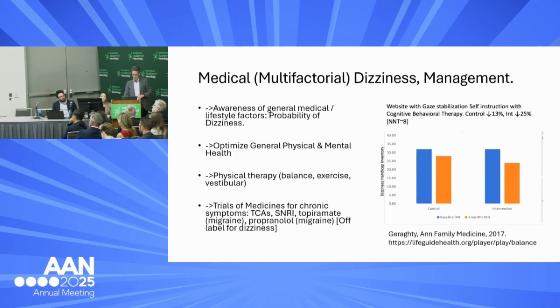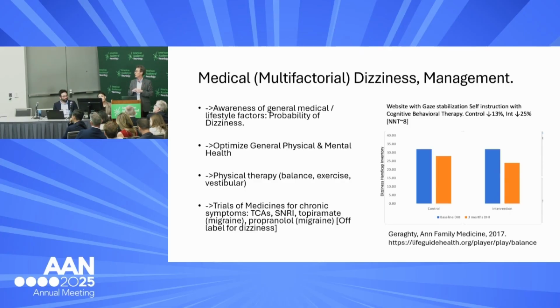Okay. So to address these patients, really awareness of their general medical and lifestyle factors, what are the drivers of the probability of dizziness, and optimize general health and mental health. You really try to emphasize this to the primary care doctors, I think, is key. Sometimes our notes are very brief, and sometimes primary care doctors get that, sometimes they don't. So having a template that says why I think this is in the mental health category might help them along the way.